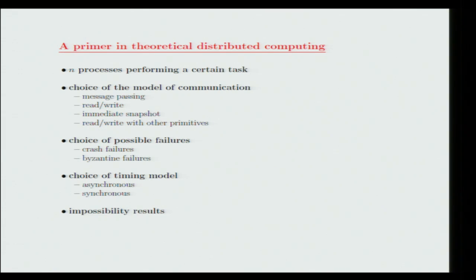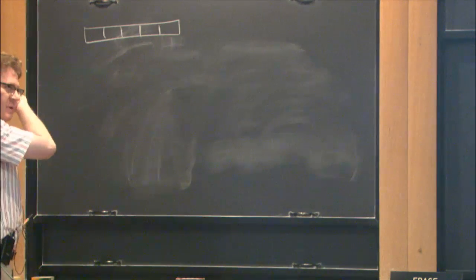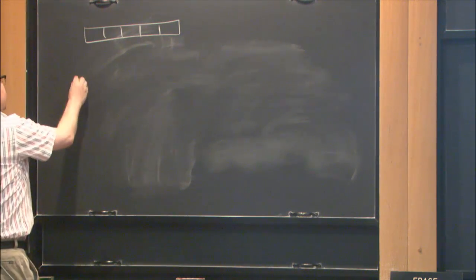OK, so like I say, the classical model is so-called message passing. Another model, the one we talk about today, or I'll talk about today, is so-called read-write shared memory model. So in this model, let's say you have some shared memory, and then you have n processes. And what they do is, so let's say I have a shared memory. Let's say it has 5 registers. So then I have 5 processes.